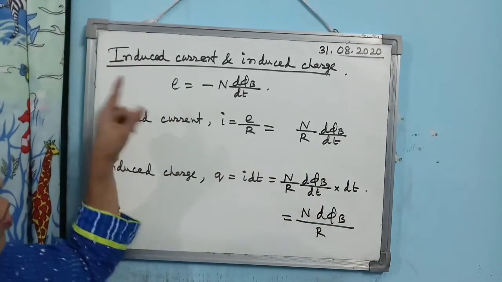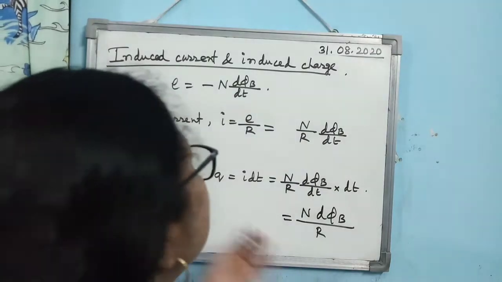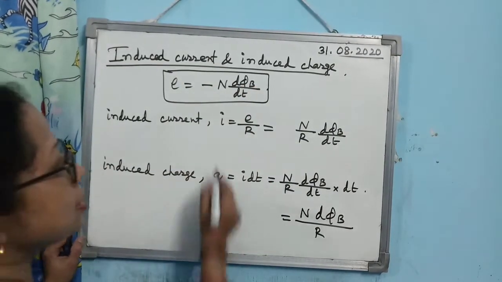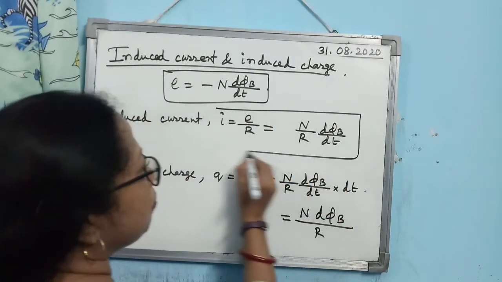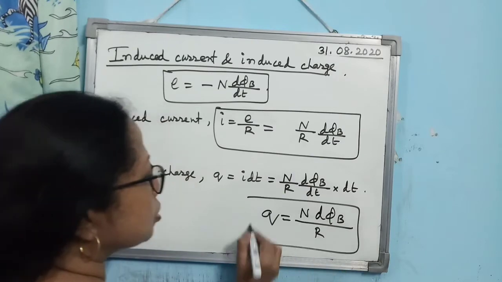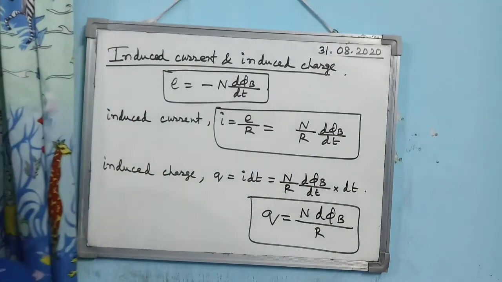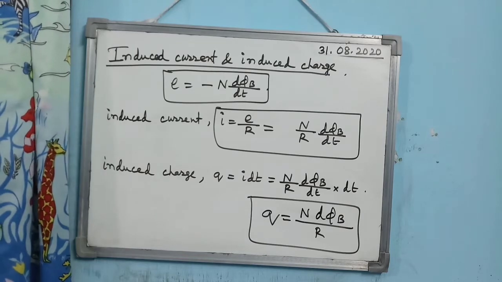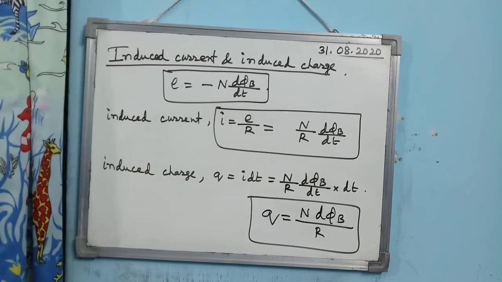So if you look at the relation, induced EMF does not depend on resistance, but induced current depends on resistance, and induced charge also depends on resistance. So these are the three expressions that I wrote within the rectangle that you must learn and remember for solving.